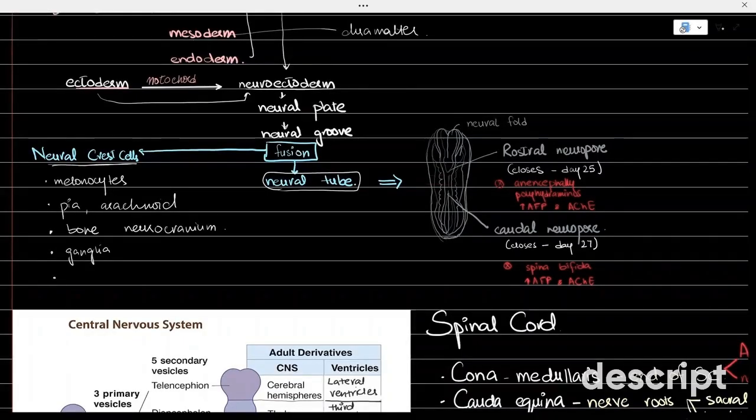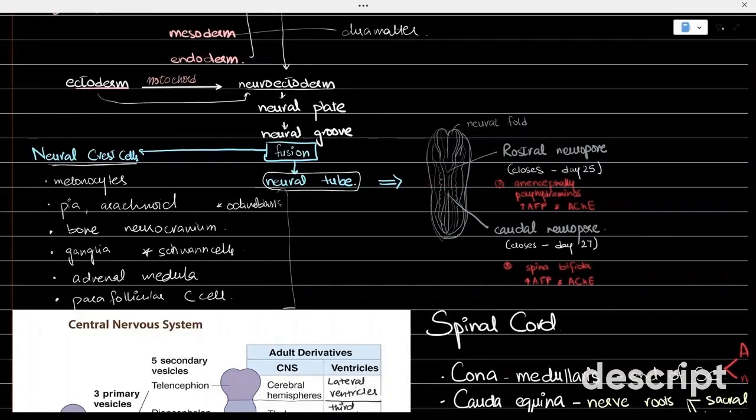Other than that, if we talk about glands, we have the adrenal medulla, which is developed from neural crest cells. Other than that, we have parafollicular C cells, which produce calcitonin. They are developed from neural crest cells. We have adenoblasts, and then the most important thing, we have the Schwann cells.